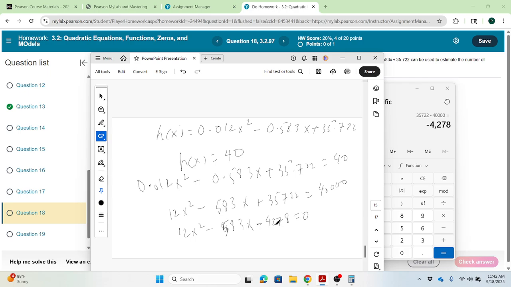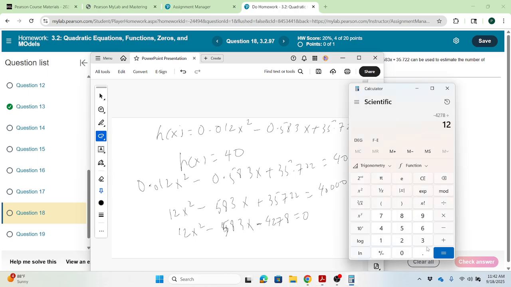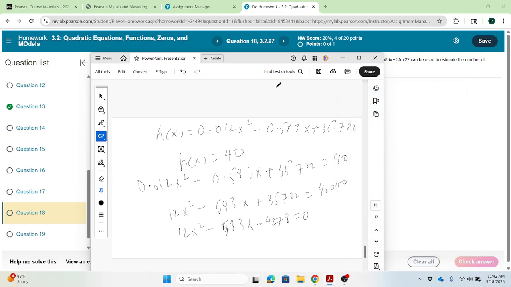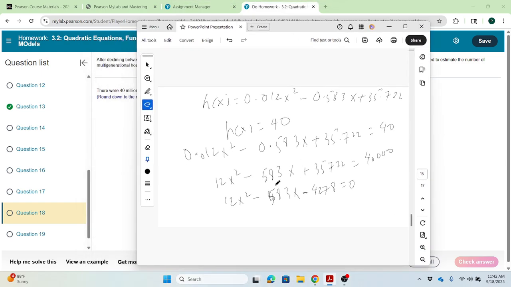4,278. Let me try if I can divide this by 12. Oh, it's in decimal form. I don't want to do that. Okay, divide by 3. Can I divide this by 3? Can I divide 583 by 3? No. Okay, so this is the quadratic equation we need to solve to find the time when the number of households would be 40 million. So the quadratic formula can be used.